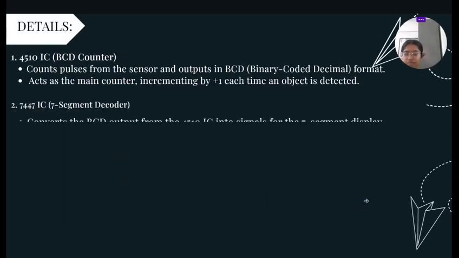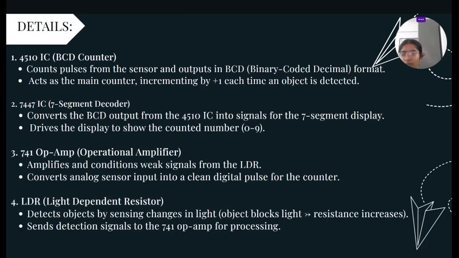So the next is details of each component. First is a BCD counter, 4510 IC. It counts pulses from the sensor and outputs in BCD format, binary coded decimal format. It acts as the main counter, incrementing by +1 each time an object is detected.